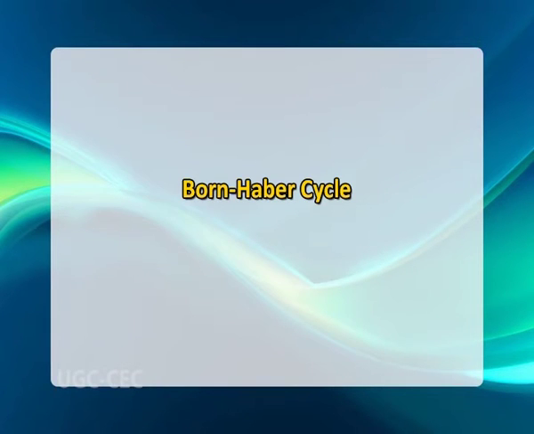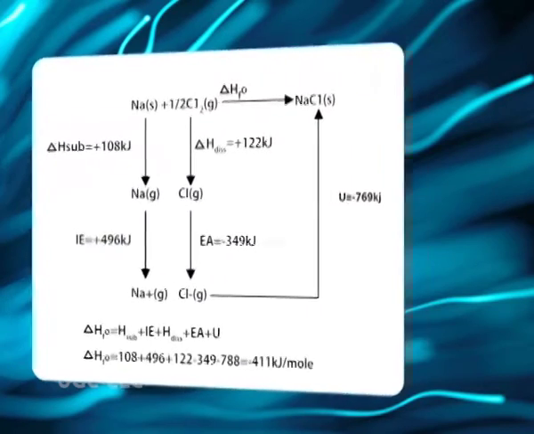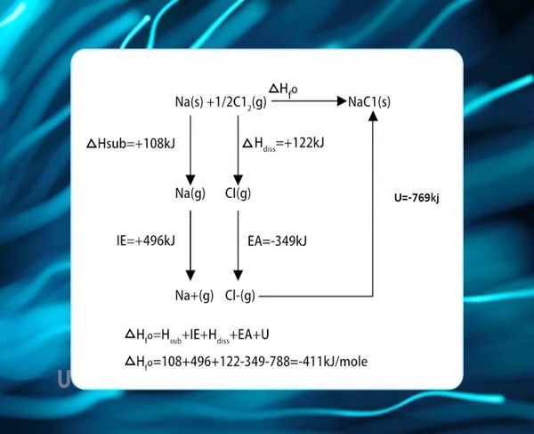Born-Haber cycle. The principle involved in the Born-Haber cycle is Hess's law of constant heat summation, which states the total energy change in a reaction remains the same whether the reaction takes place in one step or in several steps. Let us discuss the Born-Haber cycle for the formation of sodium chloride. In the formation of sodium chloride, we have various processes taking place.